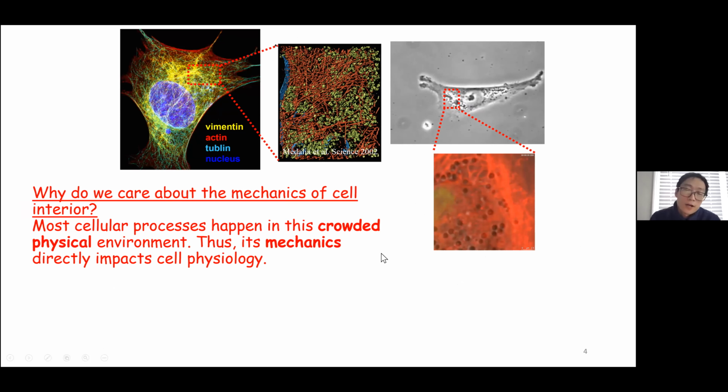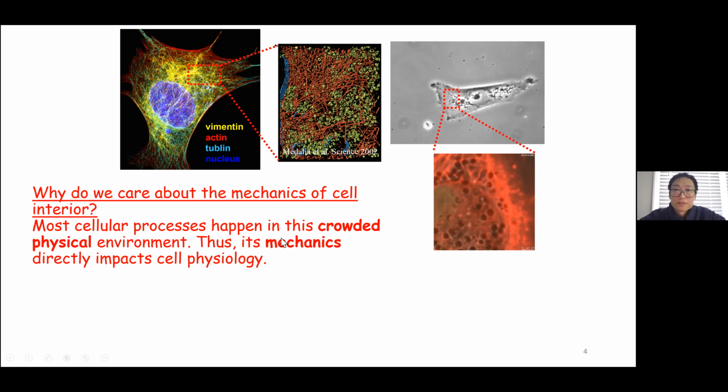First of all, a little background of why we care about the mechanics of cells so much. Especially in my group, we focus quite a bit on the mechanics of the cell interior. On the top left, you can see here's the fluorescent image of a cell where we stained a couple of different structures: actin, microtubules, vimentin, and also the nucleus. The point is, it's not only very pretty, but you can actually see that the whole structure is entirely crowded. It's a highly jammed system.